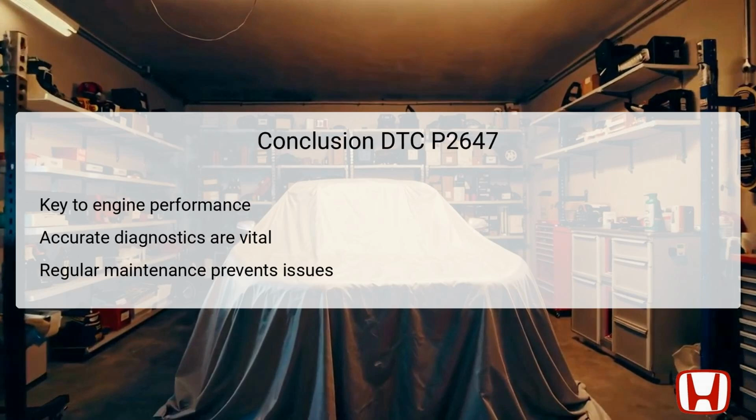In summary, DTC P2647 highlights a significant concern within the rocker arm oil pressure switch circuit, affecting VTEC functionality in Honda Civics from 2011 to 2015. Understanding the role of components involved is crucial for accurate diagnostics and timely repairs, which can prevent further issues and maintain optimal engine performance. It is evident that thorough troubleshooting steps must be followed to ensure all potential causes are explored and properly addressed.